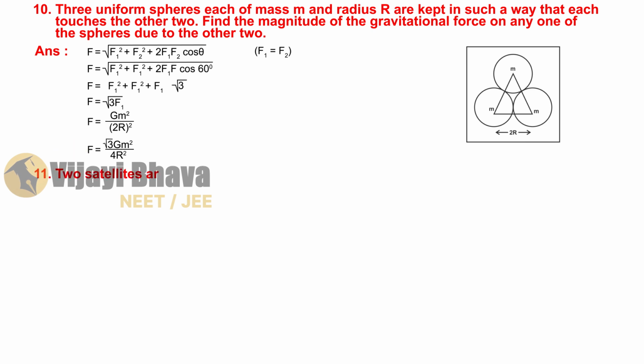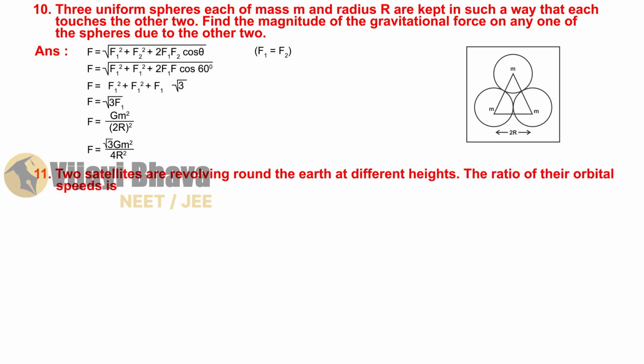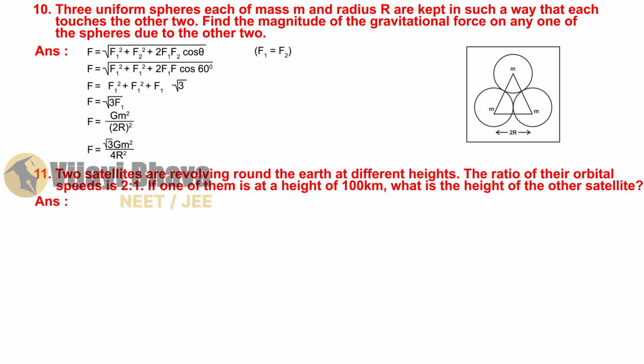Two satellites are revolving around the Earth at different heights. The ratio of their orbital speeds is 2:1. If one of them is at a height of 100 km, what is the height of other satellite? The solution. In the numerical, it is given that two satellites are revolving around the Earth. So, the satellites are said to possess orbital velocity, and it is given that the orbital speeds are in the ratio 2:1. VO of 1 by VO of 2 is equal to 2 by 1.